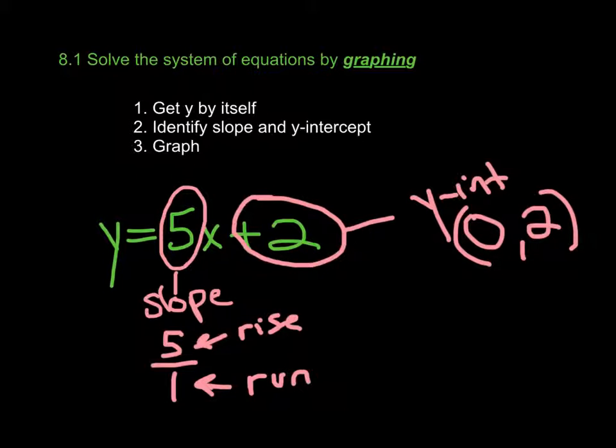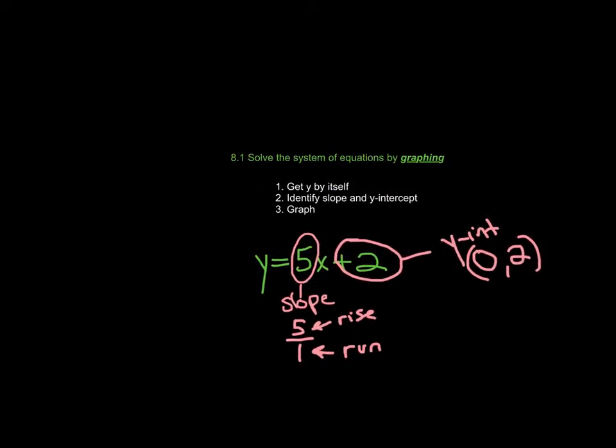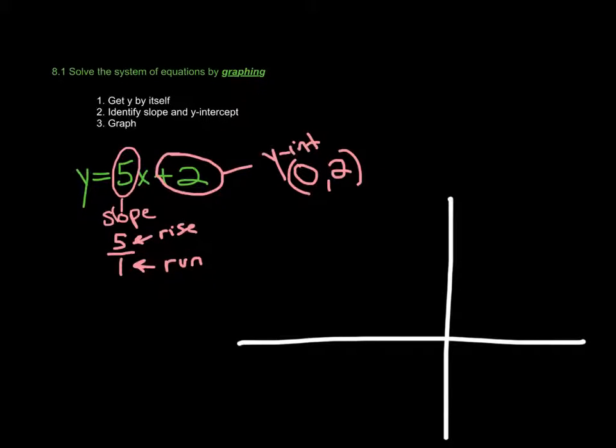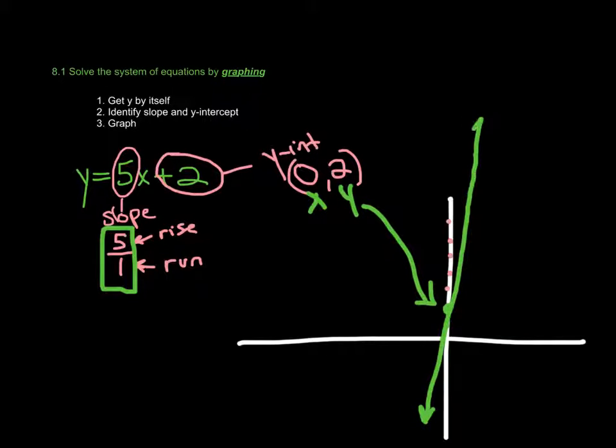That's enough to graph, and if we were going to graph that, we know that the slope is 5 over 1, the y-intercept is 0, 2, so we'd start out maybe plotting 0, 2. 0 on the x-axis, and then up 2 on the y-axis, so 0, 2 would be right there. And from that point, we're going to use the slope. We know we're going to rise 5 and run 1, so if we go from there up 1, 2, 3, 4, 5, our rise is 5 and our run is 1, so we're going to go over 1. And that means our graph should look something like this for that particular line.